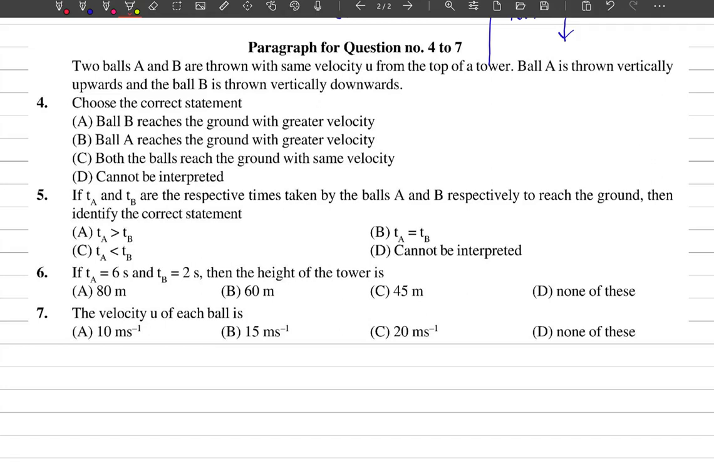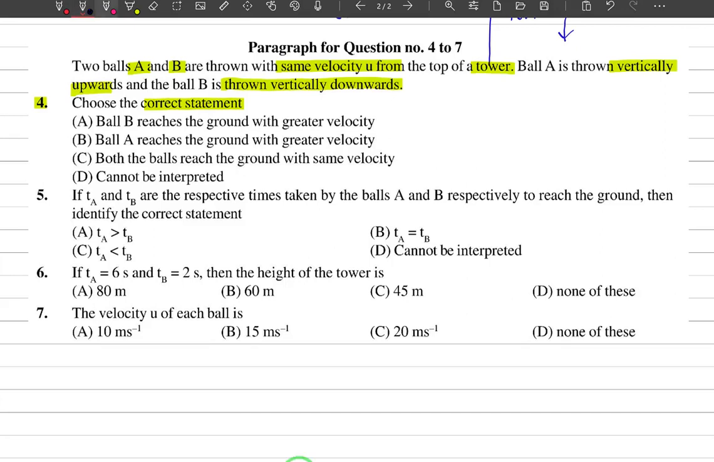In this paragraph, A and B are two balls thrown with the same velocity from top of a tower. Of course, this should be the vertical. A is thrown vertically upward and B is thrown vertically downward. Okay, and then we have to choose. Question number 4. Choose the correct statement. So इसमें एक ही statement सही होगा, ठीक है.